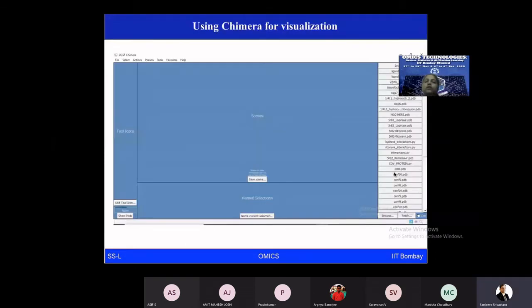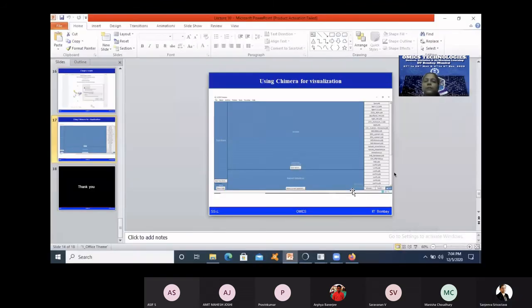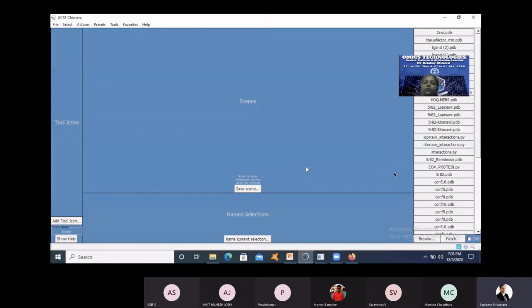Now we will go for the visualization of the complex that we have obtained. Chimera is a very widely used visualization software, which gives very high resolution pictures. This is how the Chimera software looks. It is freely available, and can be downloaded and installed on either a laptop or desktop.